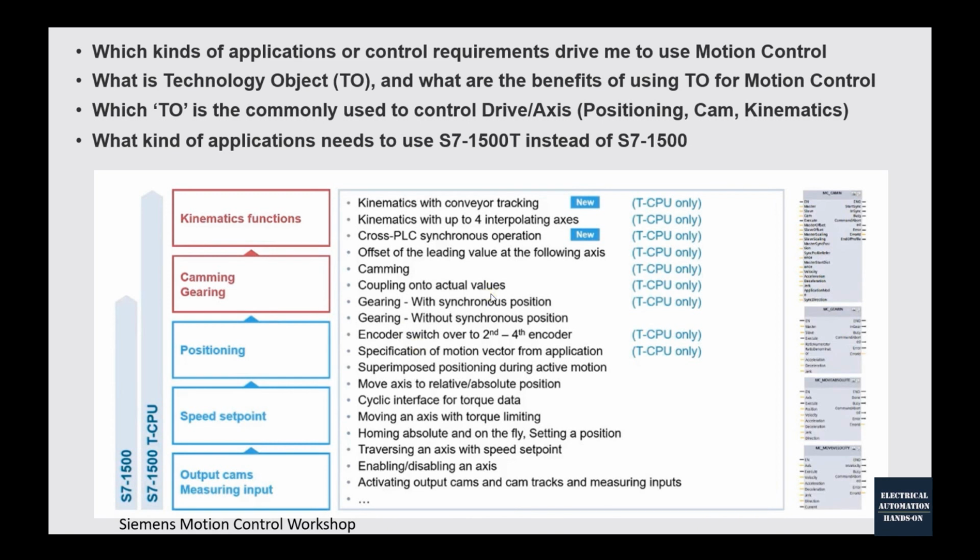If you have to do some higher-end positioning control, especially positional gearing, cam, or kinematics functions, for example joining 4 axes together to use an existing model to implement TCP control, then you have to use the 1500T CPU. The T means technology CPU. And a very good thing is that the programming style for using the 1500 and the 1500T is the same. For example, if you are programming positioning control in the 1500T and the 1500, the function blocks and the programming style are exactly the same.